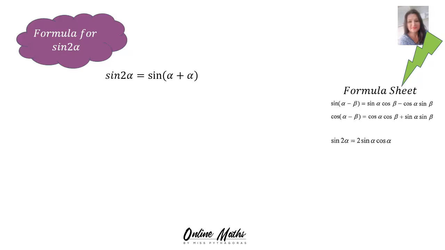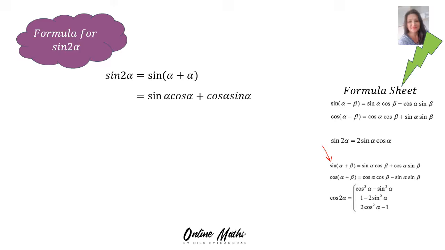Sin 2 alpha is the same as sin alpha plus alpha. And then on your formula sheet, you've got the compound angle sin alpha plus beta. So that one you can write as sin alpha cos alpha plus cos alpha sin alpha. And then it's as if you've got AB plus AB is 2AB. Therefore, you can add those two and you end with 2 sin alpha cos alpha.